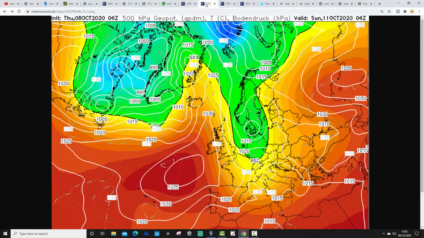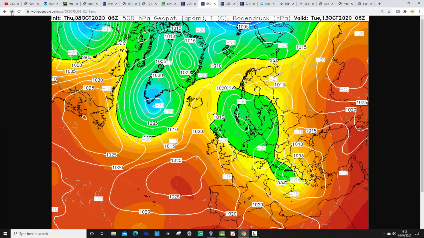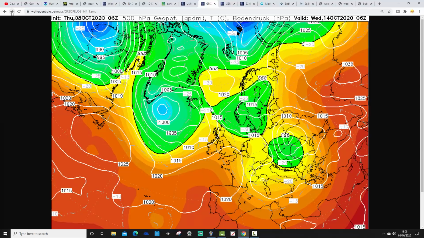This is the GFS 6Z. Again, northerly winds on Sunday, cool and showery over the weekend. Then a trough of low pressure drops in from the west to northwest on Monday, bringing showery areas of rain. That low pressure clears away to the east on Tuesday, turns the wind back into the north again.